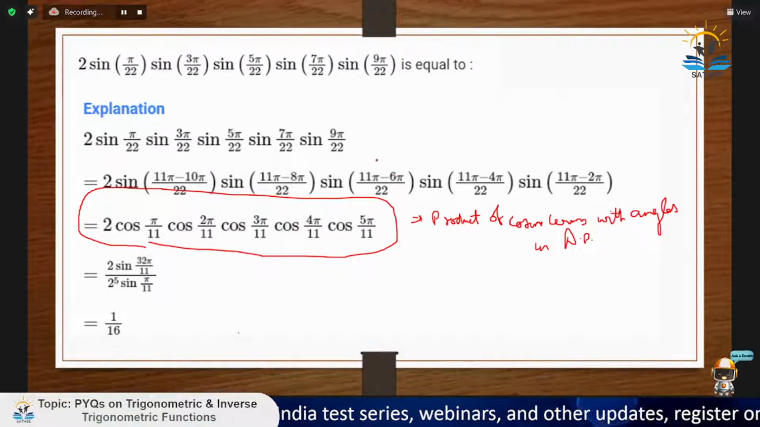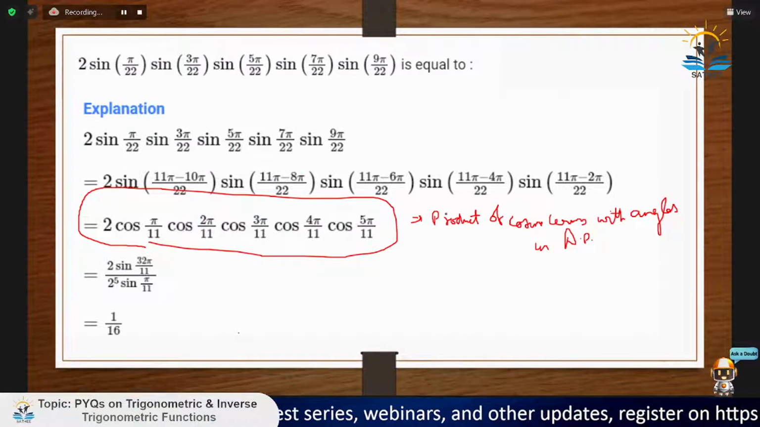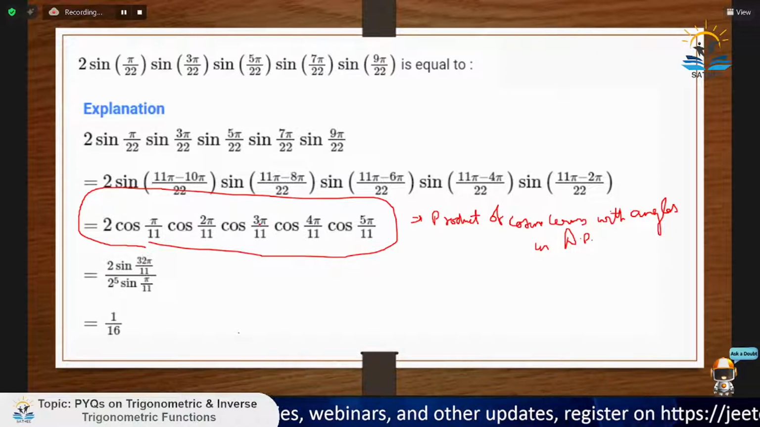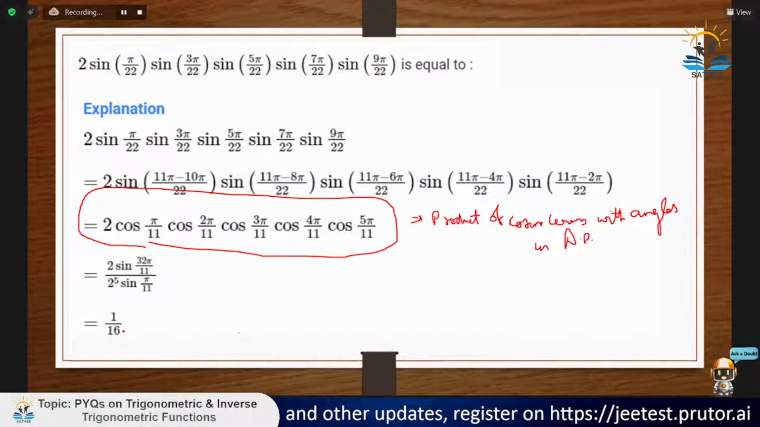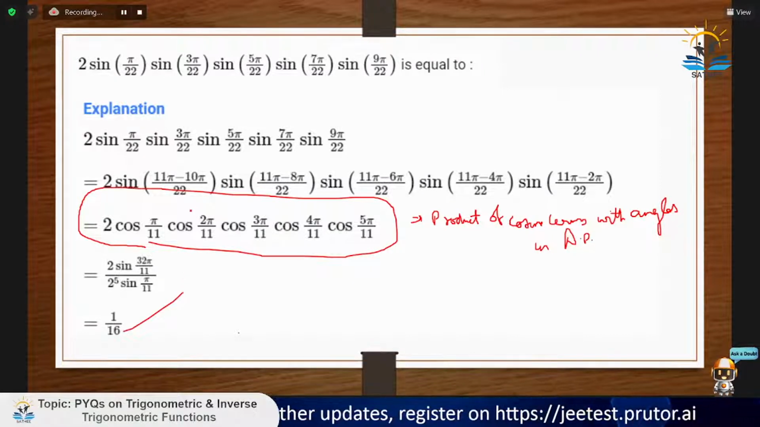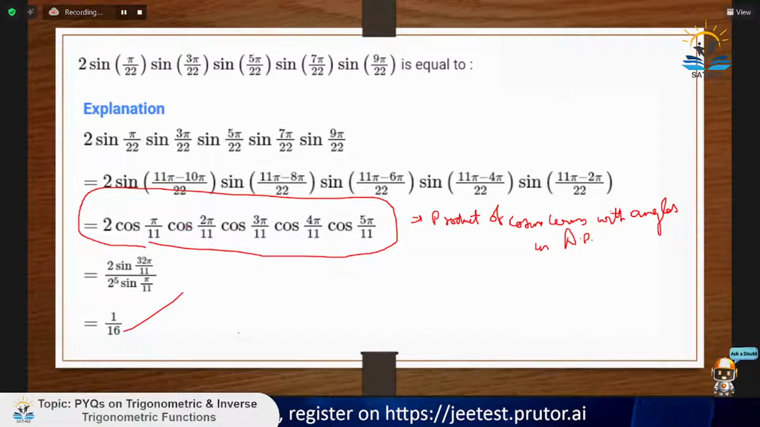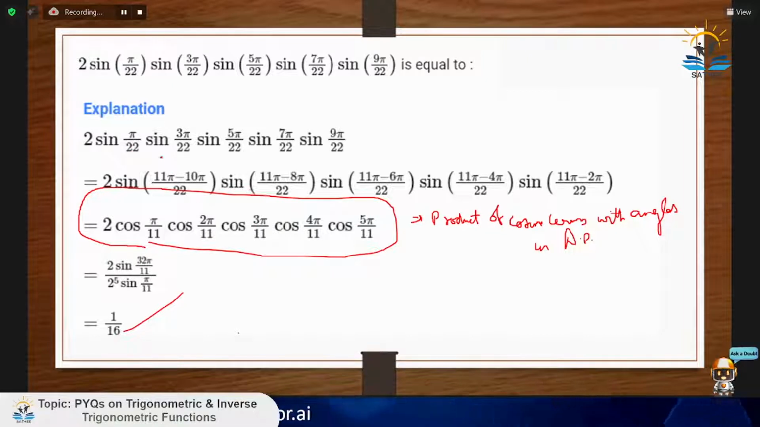Okay, so that's why I converted this into cos, so that I can get this simple cosine series, and from now I can apply the simple formula to get my 1/16 as the final answer. ठीक है, तो उसमें सबसे पहले अपने को समझना था कि इसको कॉस में कन्वर्ट करना है, क्योंकि मेरे को कॉस सॉल्व करना आता है, but I don't know how to solve sine terms. So I converted sine into cos because I know how to solve this series, and that's why I did 11 pi minus 10 pi and 11 pi minus 8 pi and so on.